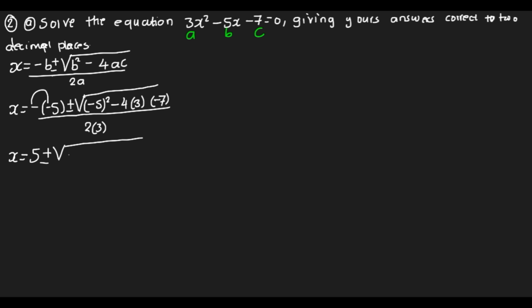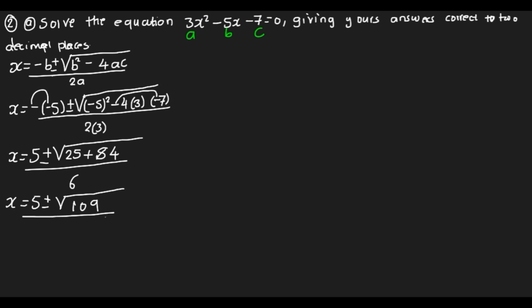Then negative 5 squared is positive 25. So this negative times this negative, we get positive. 4 times 3 is 12, times 7 is 84, over 2 times 3 is 6. So 84 plus 25, that is 109 over 6. Then let's find the square root. So the square root of 109, we get 10.44030, okay, so over 6.